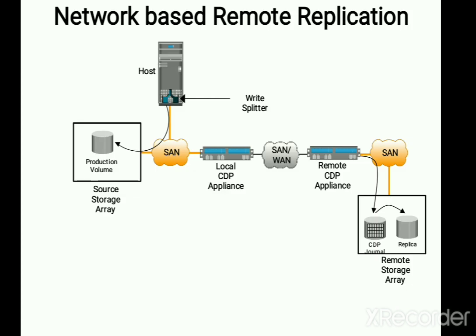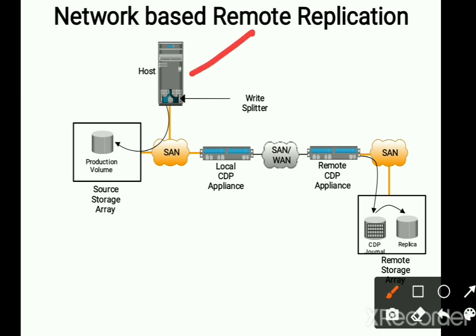Moving on to the next one, the network based remote replication. The replication is going to occur at the network layer between the host and the storage array. In this one, as you can see here, we have the host, and we have the local CDP, that is continuous data.